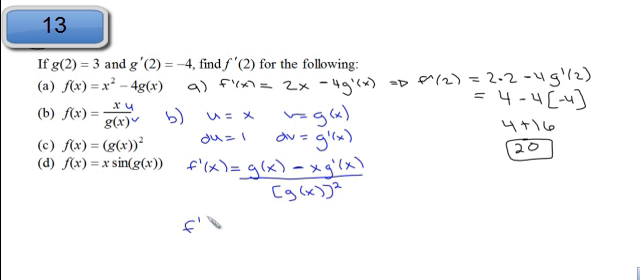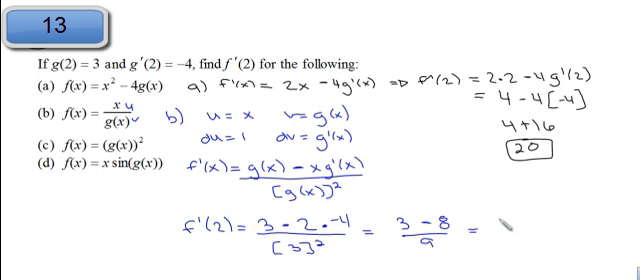So we're trying to find it at 2. So g of 2 is 3. X is 2. G prime of 2 is negative 4. And g of 2 is 3. I'm going to have 3 minus 8 over 9. That should be a positive, because negative 2 times negative 4 is positive 8. So we're going to have 11 over 9.